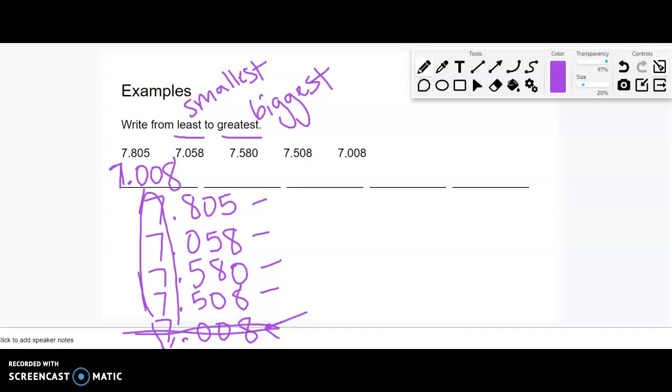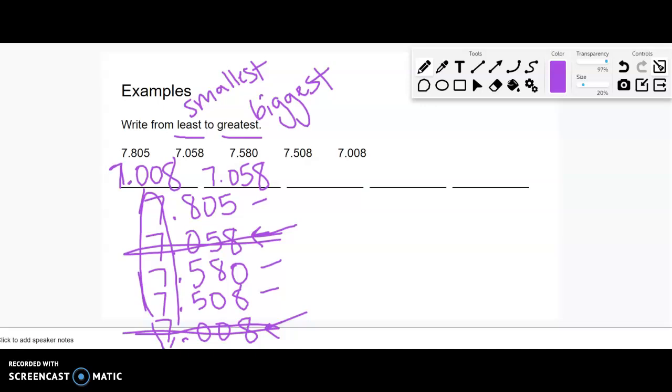So then I like to cross that off so that I don't have to be confused whether I've used that one or not. So now I have 805, 58, 580, 508. Well, I know 58 is the next smallest. So we have 7 and 58 thousandths. Cross that one out. Now I have 805, 580, 508.